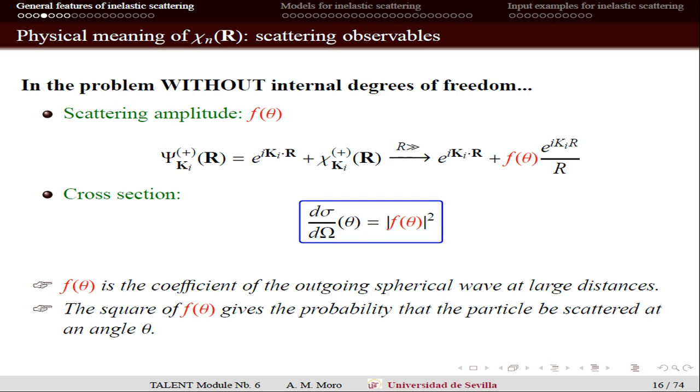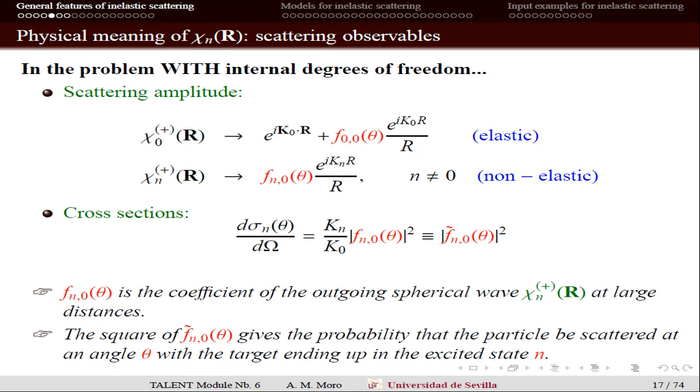So f, remember, is the coefficient of the outgoing spherical wave at large distances, and the square of f gives us the cross-section. Now we introduce the degrees of freedom of the target, as we have done before. So our wave function contains several of these chi's.